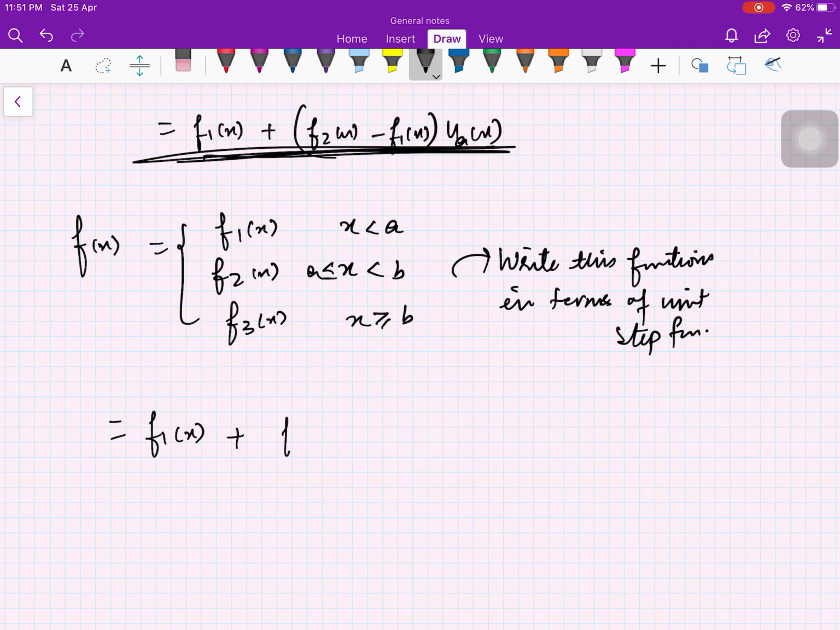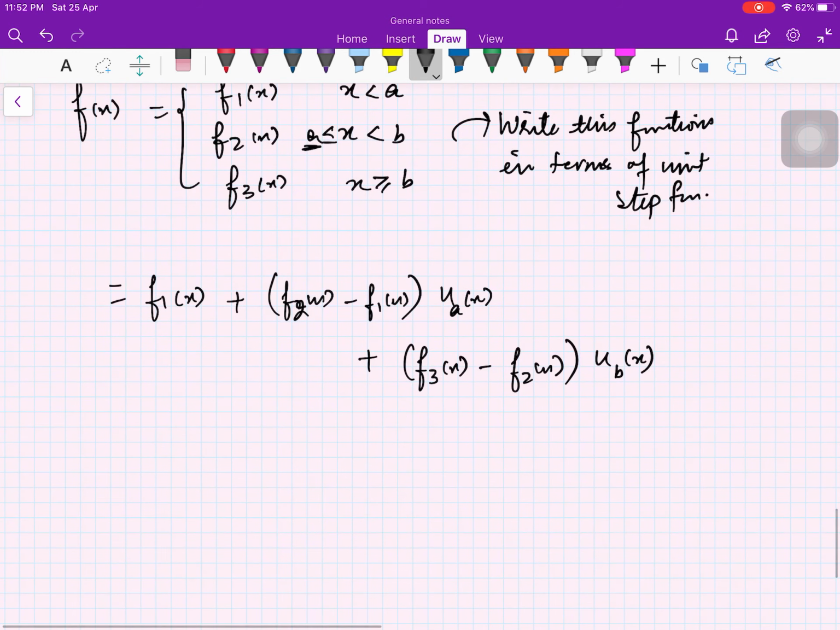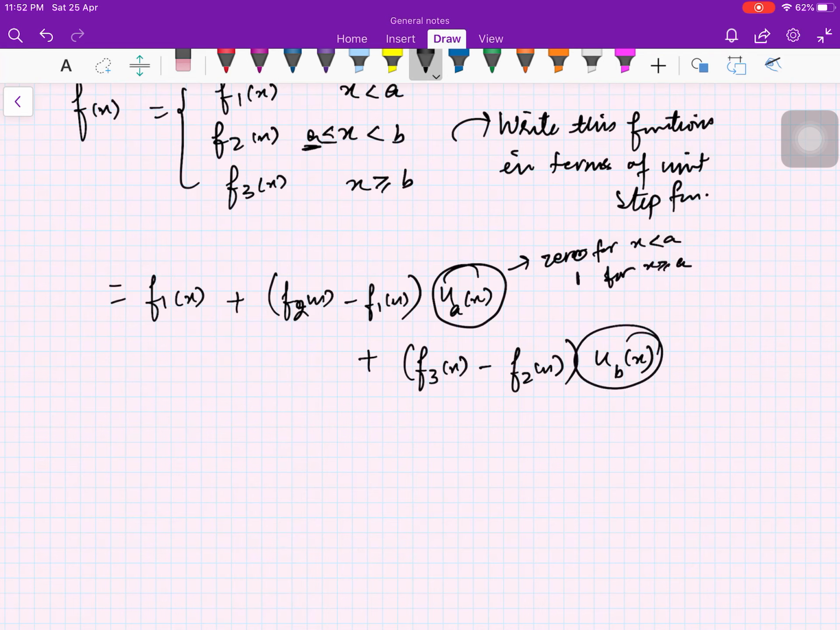So you see, I can write it as f1(x) plus [f2(x) minus f1(x)] into the point of discontinuity, that is u_a(x), plus [f3(x) minus f2(x)] into u_b(x). Now this is 0 for x less than a and 1 for x greater than or equal to a, and this is 0 for x less than b and 1 for x greater than or equal to b. So what will happen if you expand it?